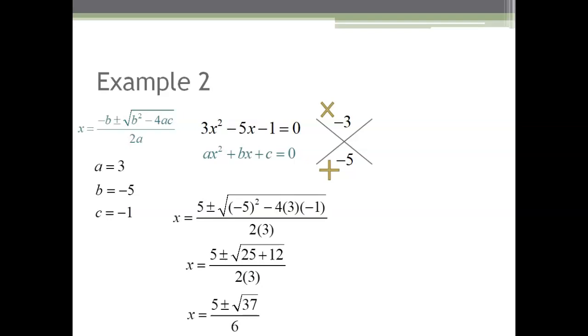over 6. And again, double check, look at the radical, 37. Is there any way for us to simplify the square root of 37? Are there any perfect squares that are factors of 37 that I can take out? In this case, no. So we can leave our answer as 5 plus or minus the square root of 37 all over 6.